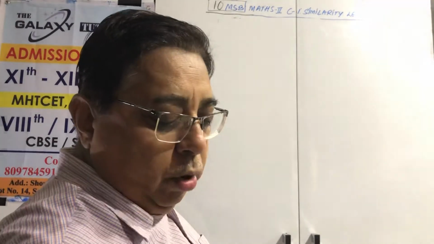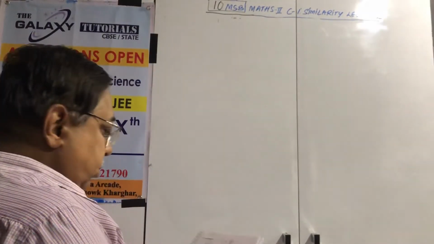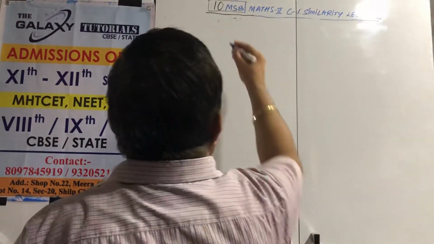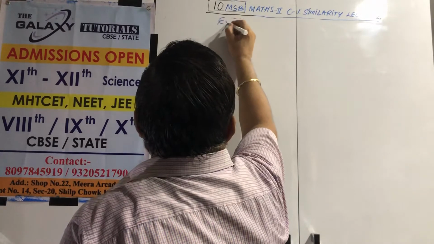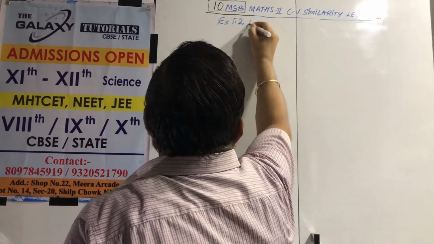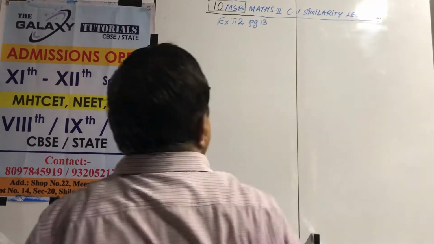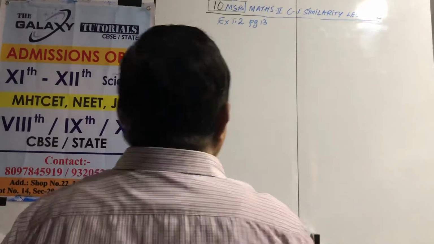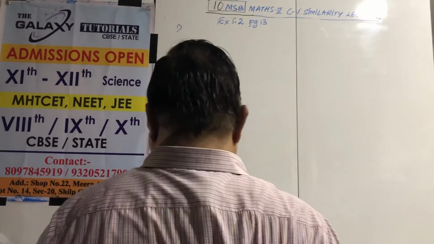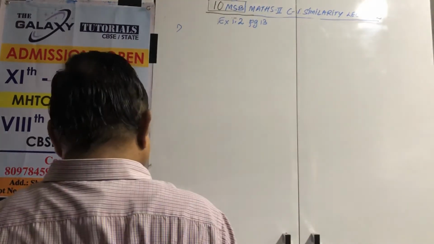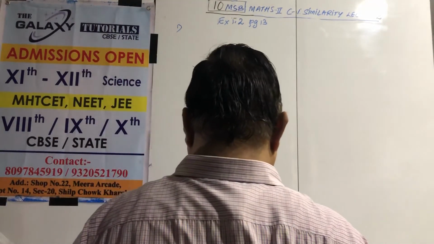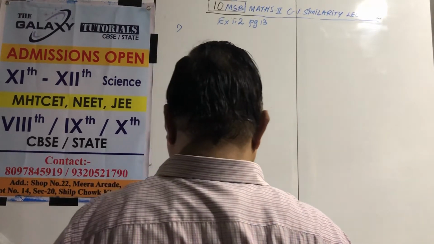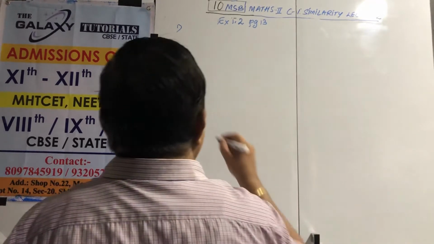Exercise 1.2, page number 13 of your textbook. We will begin. First sum. Given below are some triangles and lengths of line segments. Identify in which figures ray PM is the bisector of angle QPR.